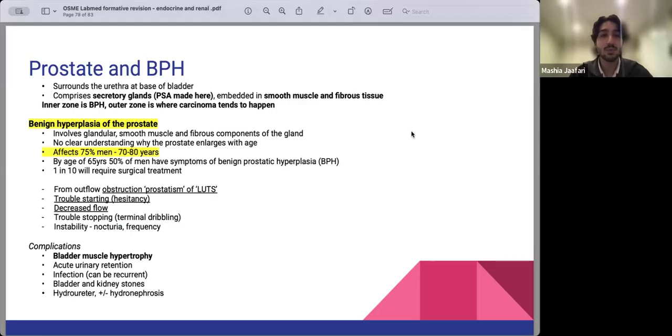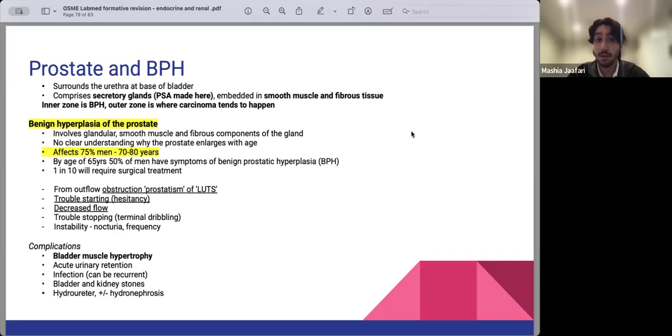Okay, getting towards the end: prostate and benign prostatic hyperplasia. So the prostate gland surrounds the urethra, and it makes this thing called PSA. So the epithelium of the prostate makes PSA. That's why elevated PSA can suggest prostate cancer. The inner zone of the prostate, so literally the part just around the urethra, is what is affected in BPH. That's why you get these really bad urinary symptoms, whereas carcinoma happens more on the outside of the prostate in the peripheral zone.